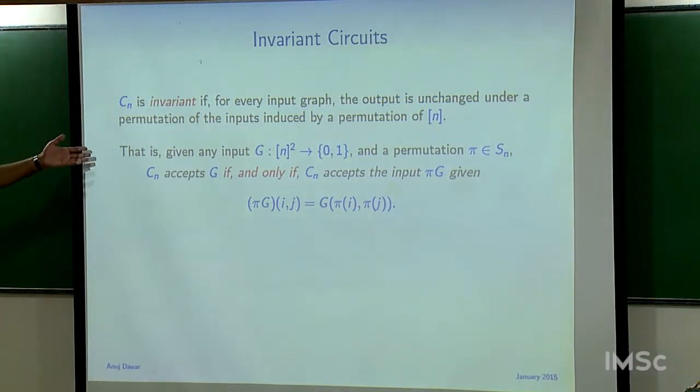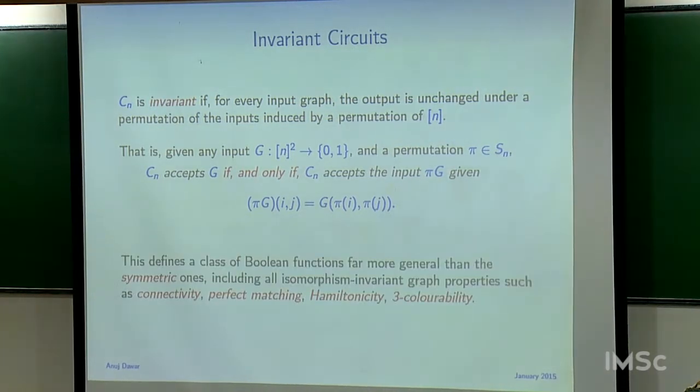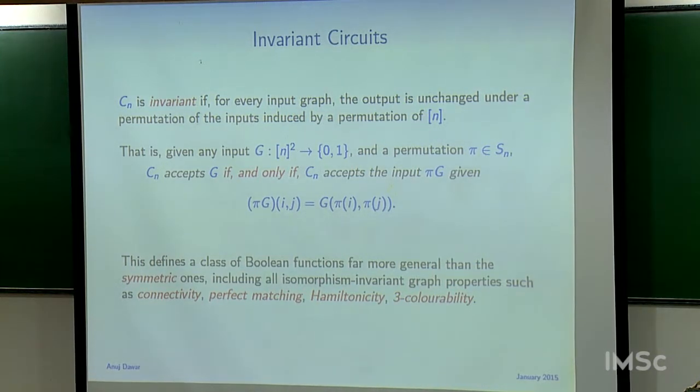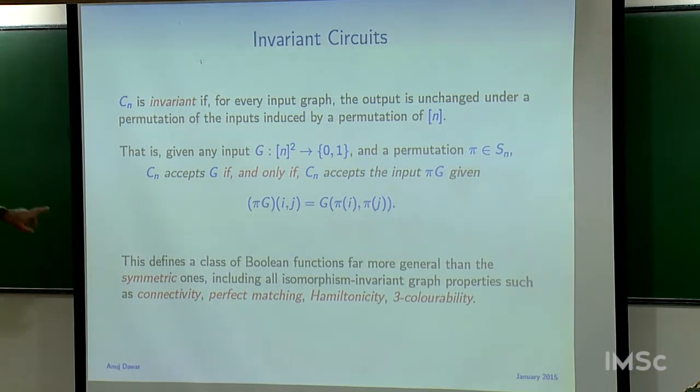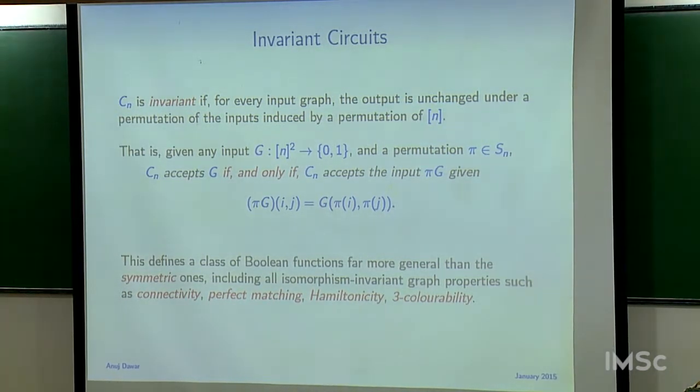Now, of course, any property of graphs, which is reasonably a property of graphs rather than the particular presentation, will satisfy this. The kinds of things we're really interested in deciding about graphs, I've just picked four random decision problems on graphs: connectivity, perfect matching, Hamiltonicity, three-colorability. They're all invariant in this sense. And I say it's more general than symmetric ones, because the symmetric Boolean functions in the graph context will be just those which tell you something about the number of edges, some property of the cardinality of the edge set. And this is far more general.